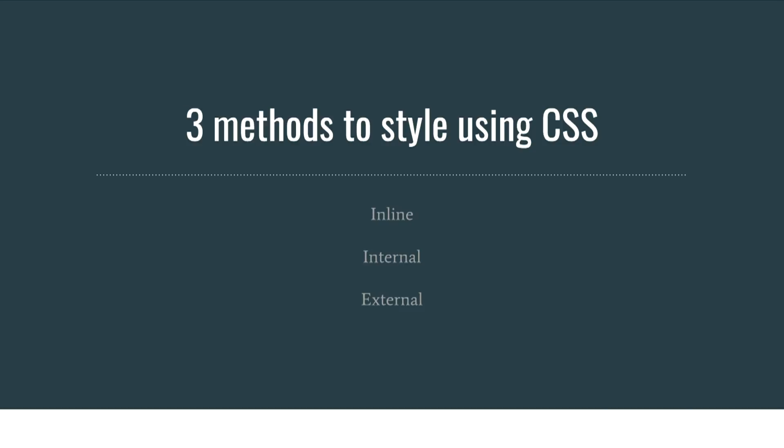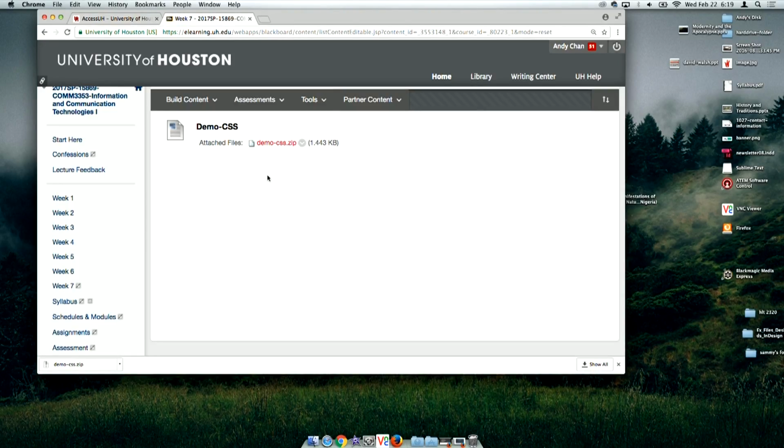There are three ways to style your HTML page using CSS: inline, internal, and external. I will cover each method step by step. The file I'll be using in this video is also available under the Week 7 module. There is a file called Demo CSS. You may practice using the file provided after watching the video.